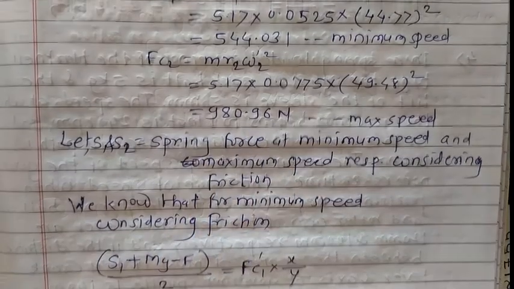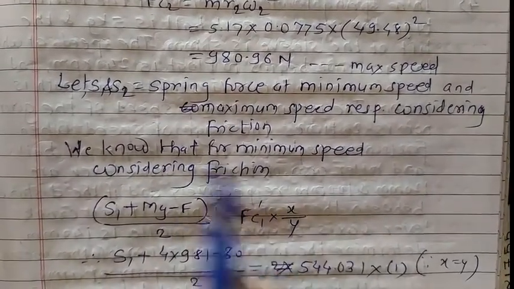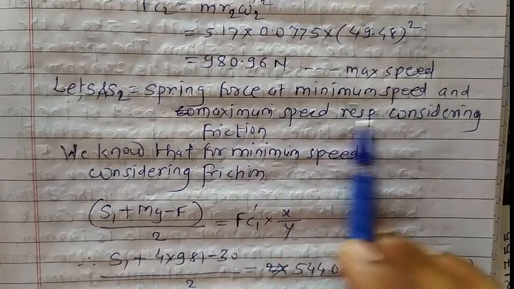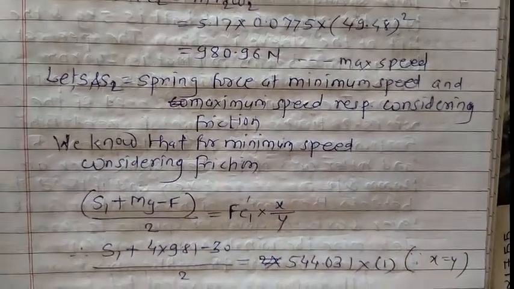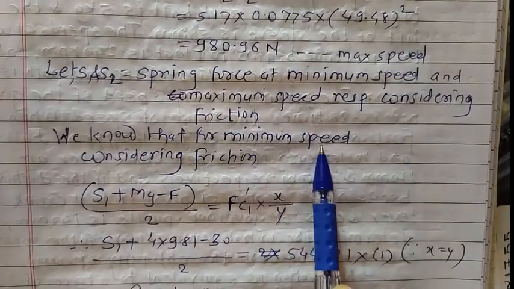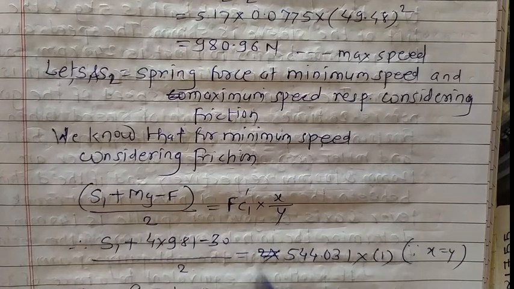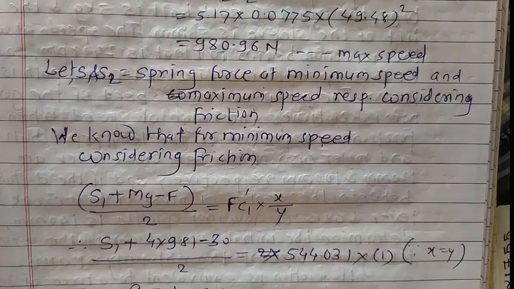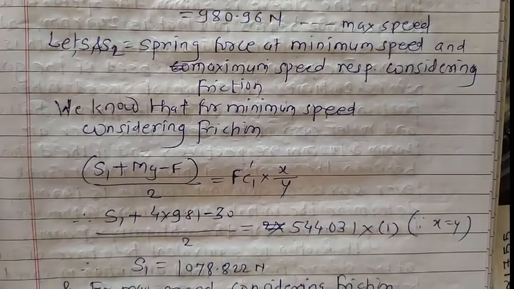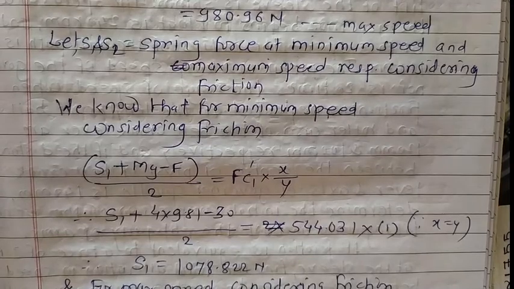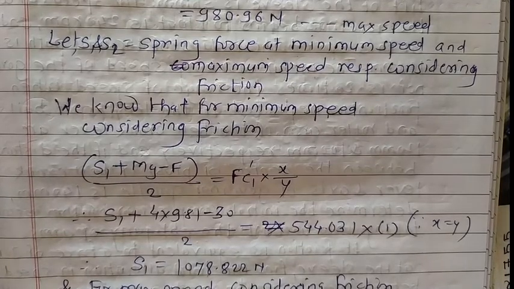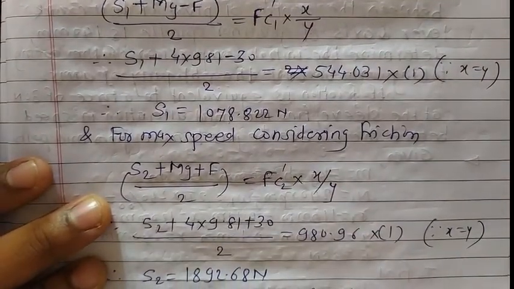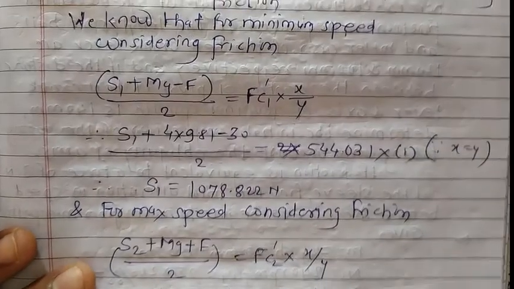Now let us consider S1 and S2 as the spring force at minimum speed and maximum speed respectively, considering the friction. Why are we doing this calculation? To get the value of the stiffness. For that we need the values of S1 and S2. S1 is the spring force corresponding to the minimum speed, and S2 is the spring force corresponding to the maximum radius of rotation.